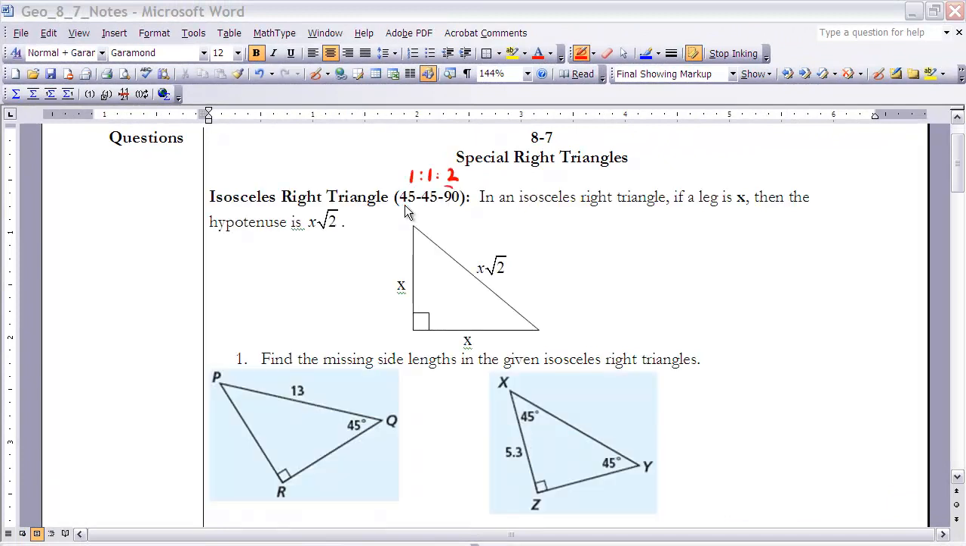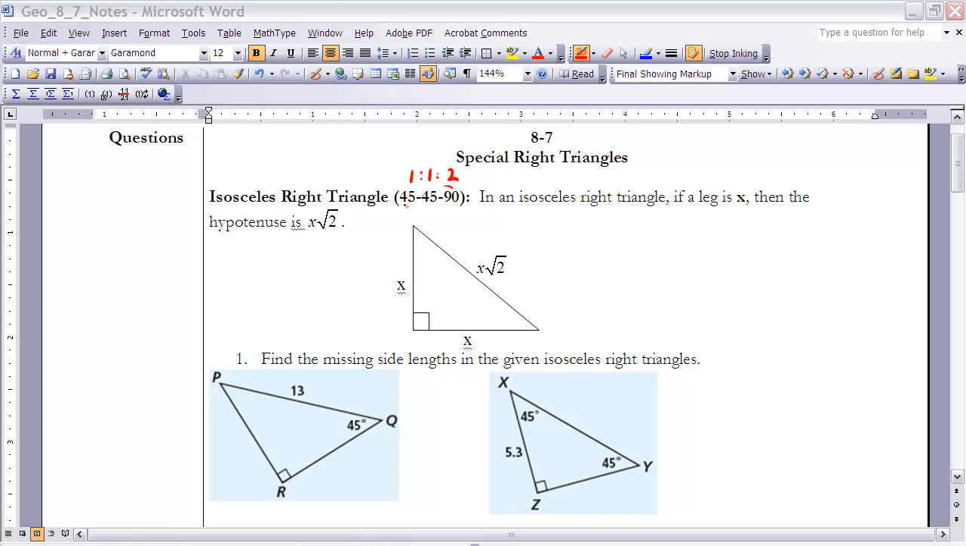Alright, these are the notes for section 8.7, special right triangles. If you haven't done so already, make sure that you read this section first before continuing on with this video. In 8.6 we looked at the idea of Pythagorean's theorem and how it relates to right triangles.